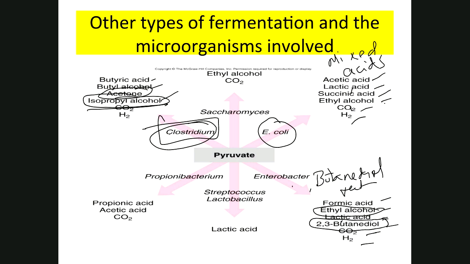Ever ask yourself where vinegar, acetic acid, comes from? A Propionibacterium, that's one of the bacteria. There are others that make acetic acid, but that's one of them. Or where does nail polish remover come from? Right there, a product of fermentation of Clostridium. So yes, they're very specific as to what they make.